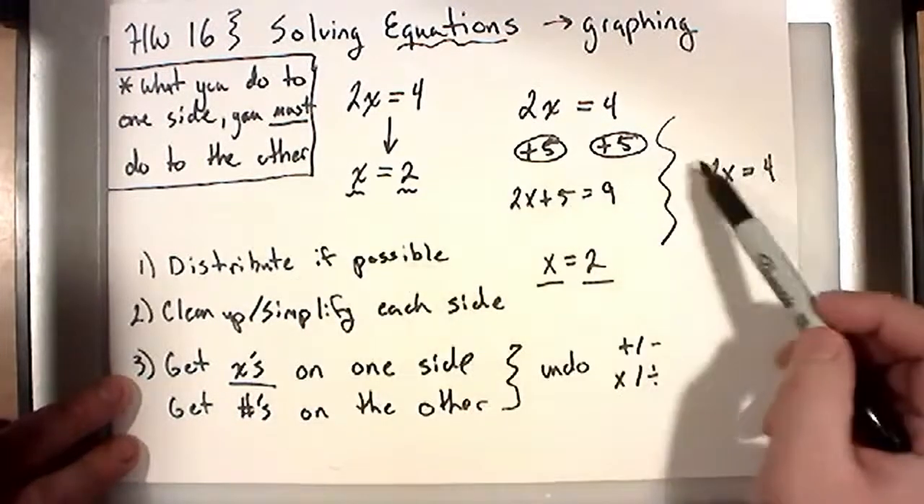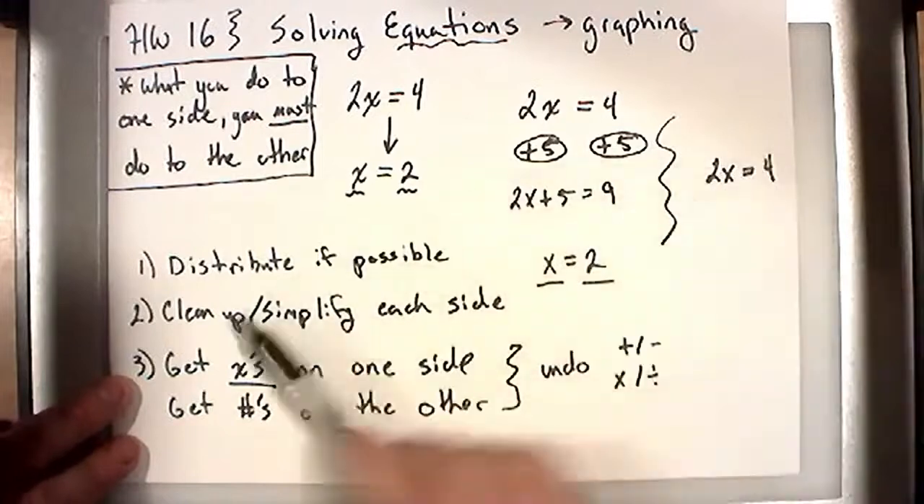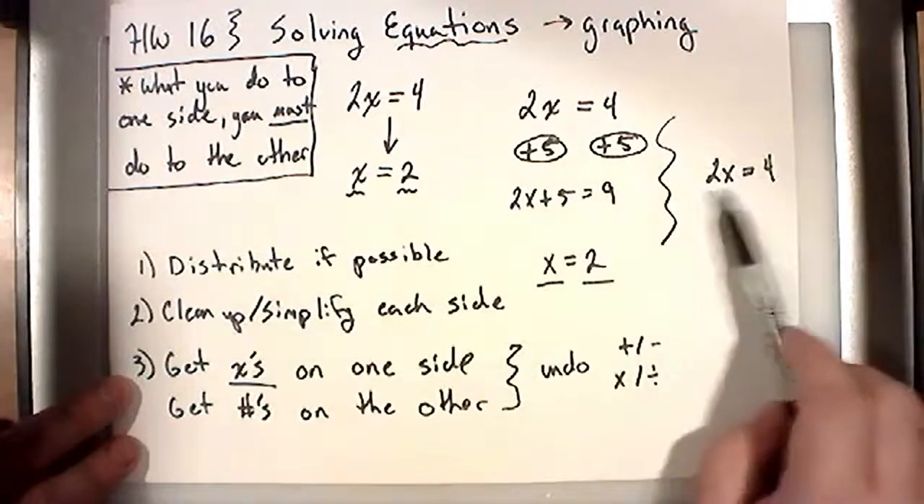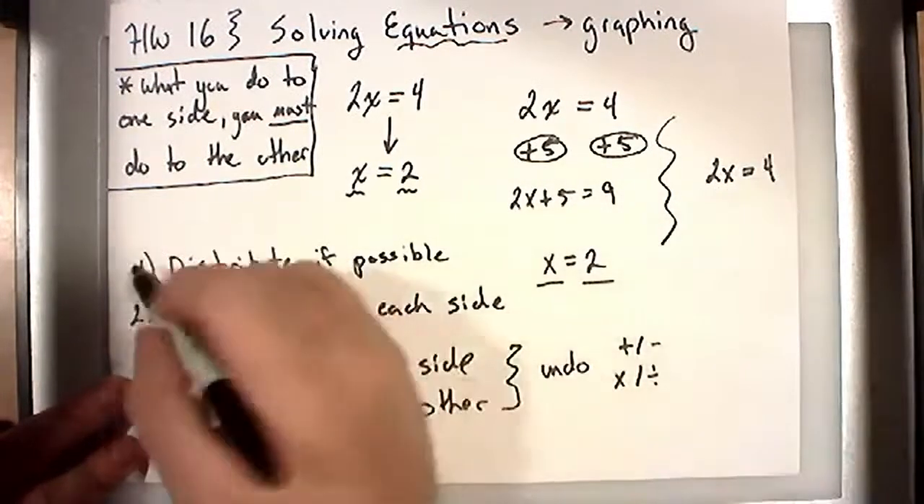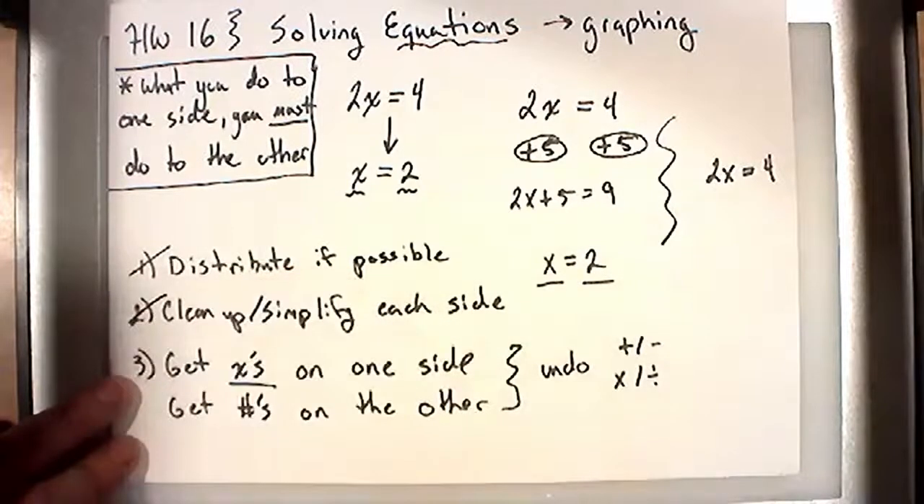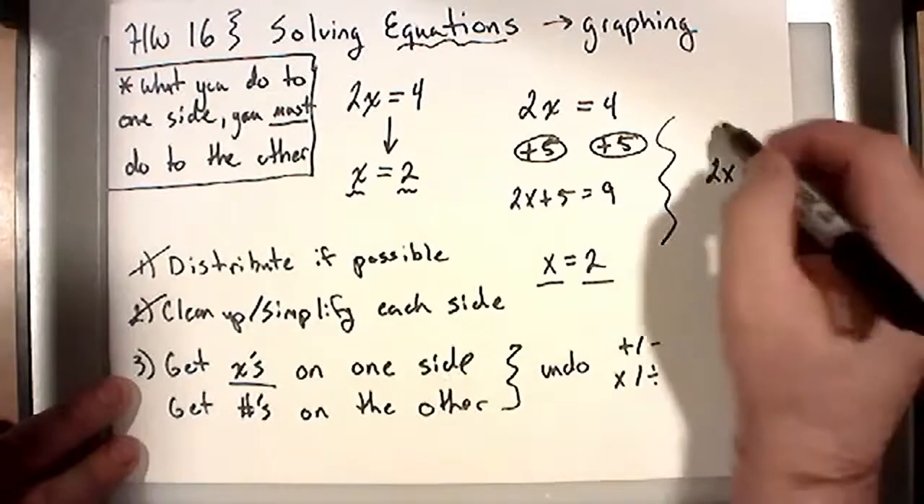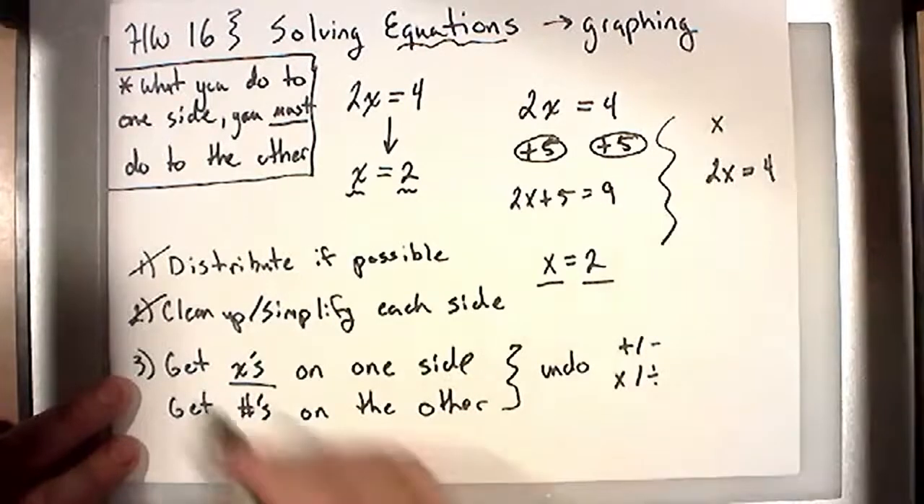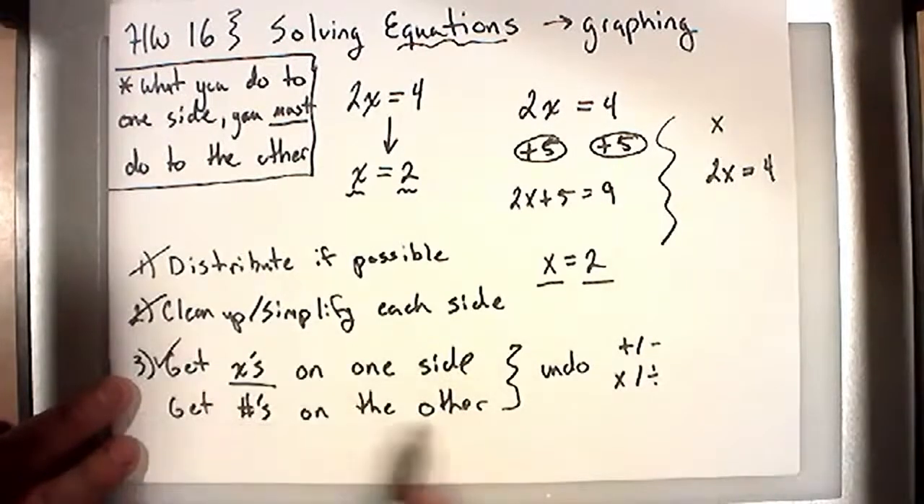Can we distribute? No, there's nothing to distribute. Can we clean up either side? No, 2x doesn't clean up and 4 doesn't clean up. So in both cases, these steps were done already. Next one, get x's on one side. That's already happened. We have our x's on the left. That's great. So that part's done. It says get your numbers on the other.